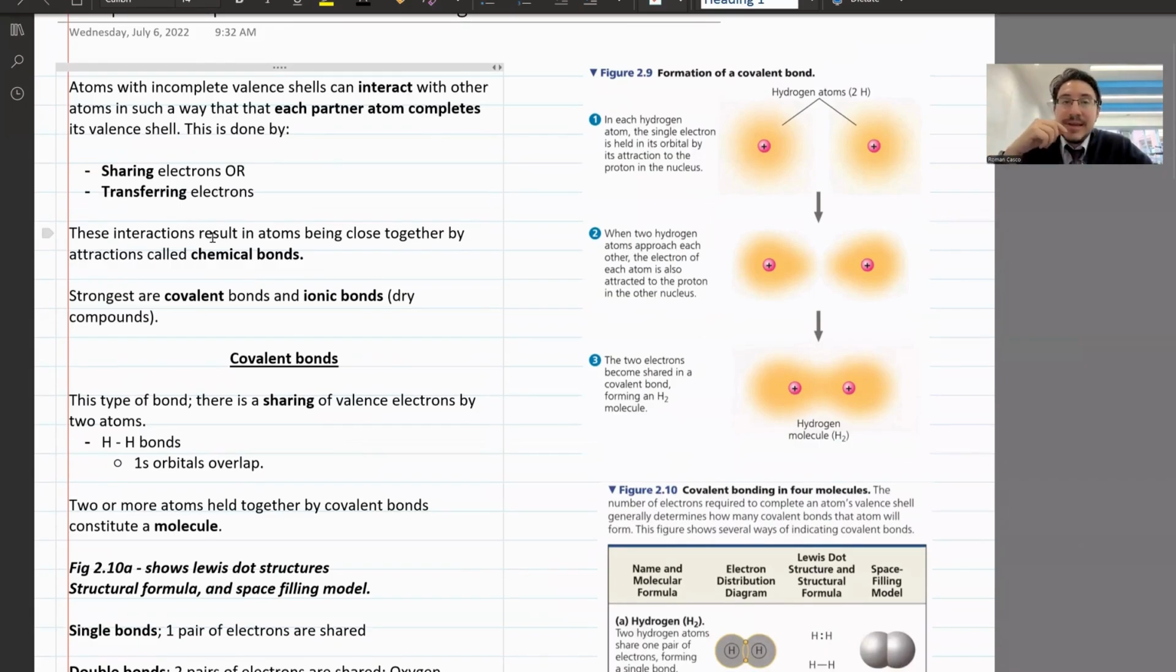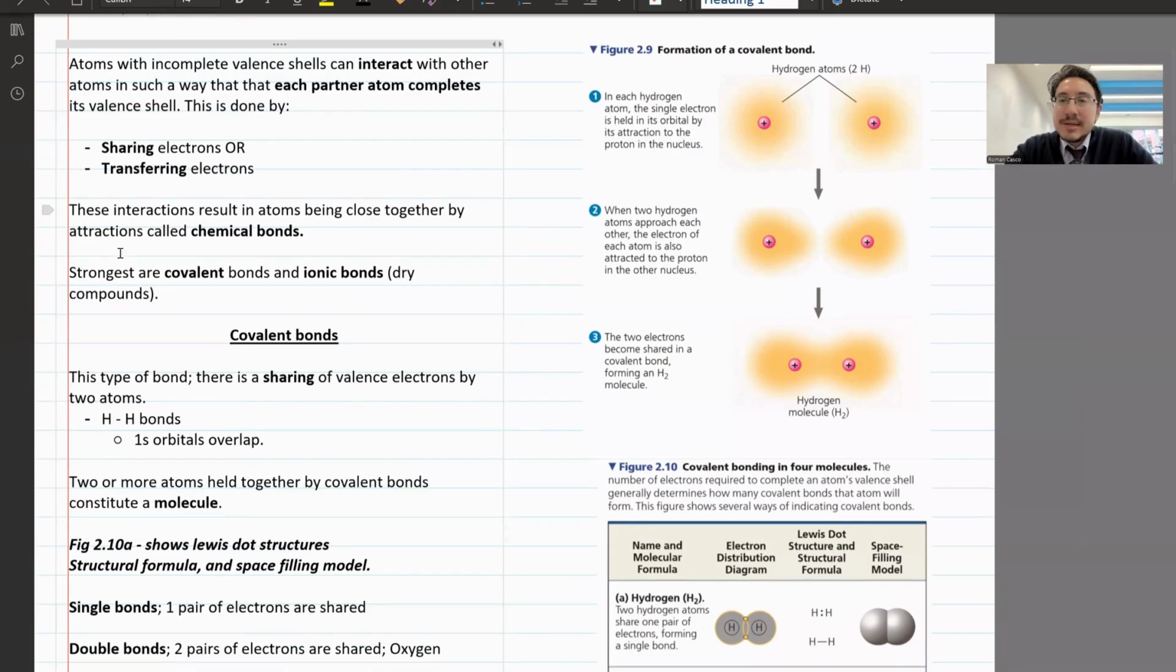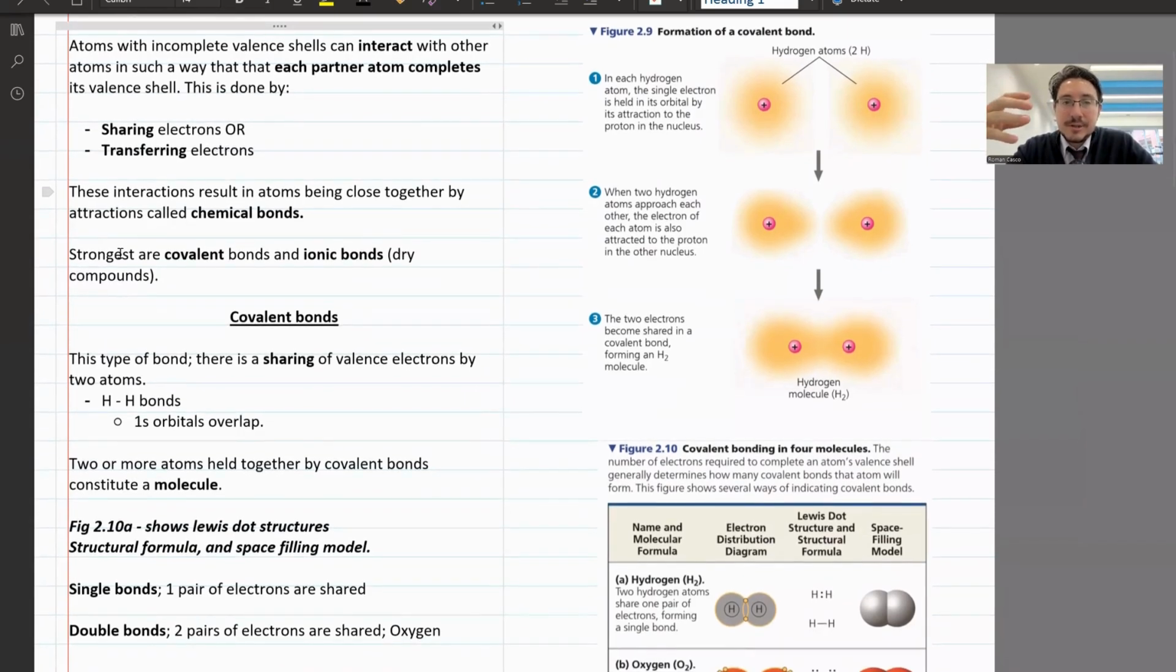Atoms with incomplete valence shells can interact with other atoms in such a way that each partner atom completes its valence shell. Atoms like to have their shells full, right? The way they do that is by chemical bonds. There are two ways you can fill your electron shell. You can either share electrons, or you can transfer electrons from yourself to somebody else, or you can capture an electron from another atom. So that interaction of sharing or transferring electrons is referred to as a chemical bond.